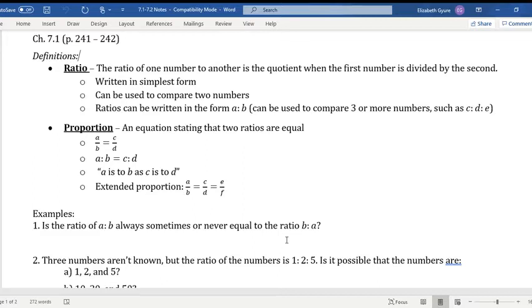Yeah, no, this is sometimes. Because you're exactly right. What if it's something that could work as a 1-to-1 ratio? So we're going to say sometimes.